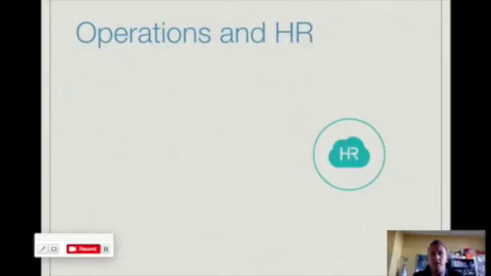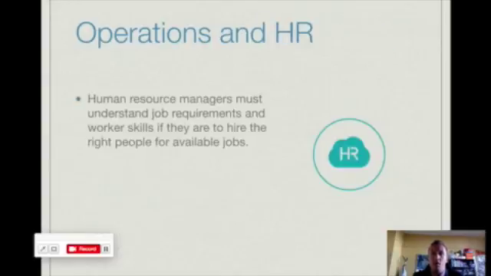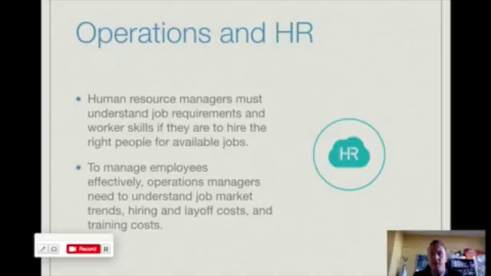A third example, operations and HR. Human resource managers must understand job requirements and worker skills if they're able to hire the right people for the available jobs. And to manage employees effectively, operations managers need to understand job market trends, hiring and layoff costs, and training costs. So as you can see, all the departments are super connected, and operations is kind of the glue that holds everything together.